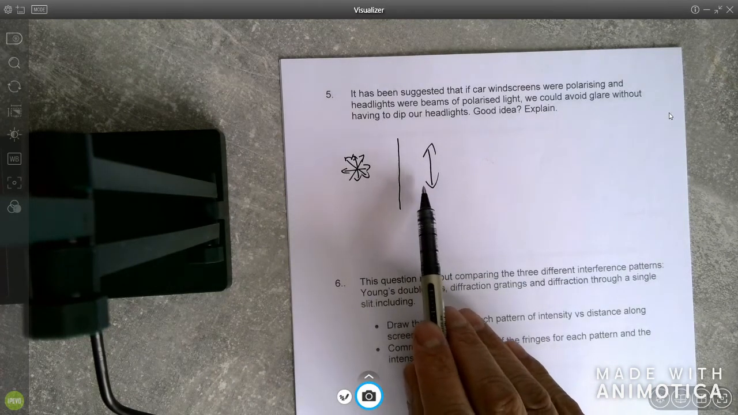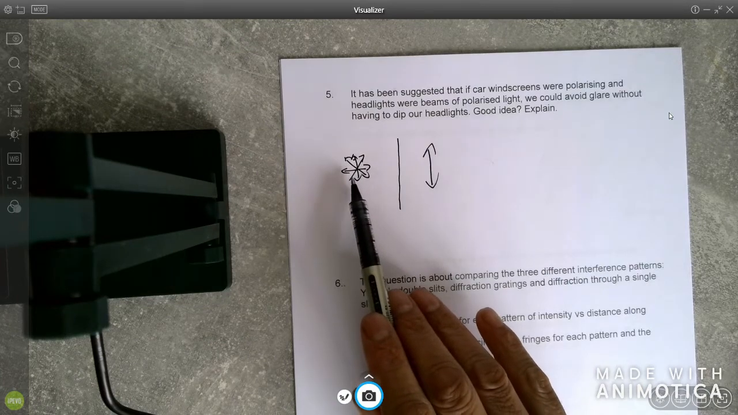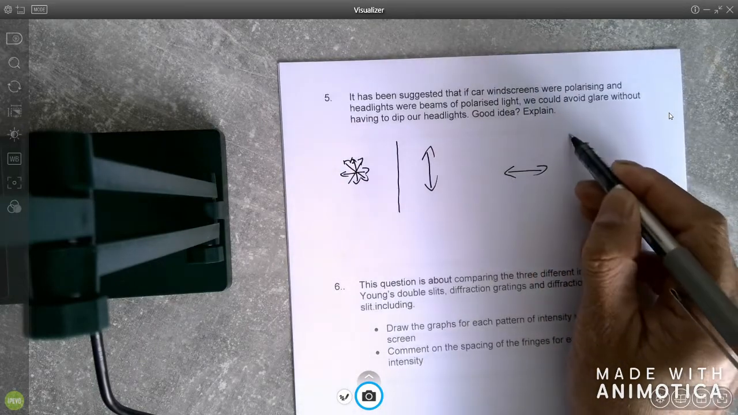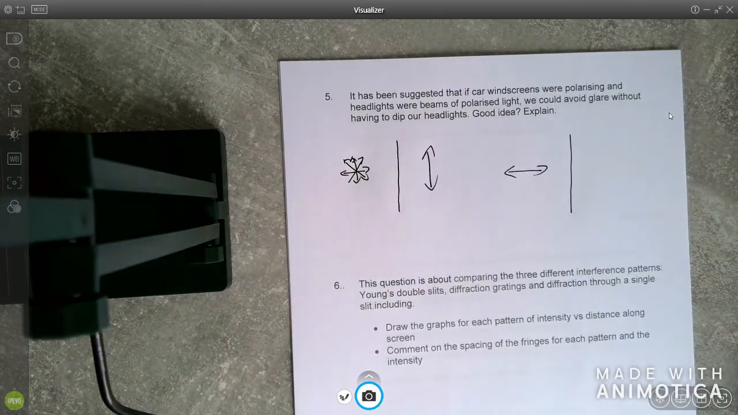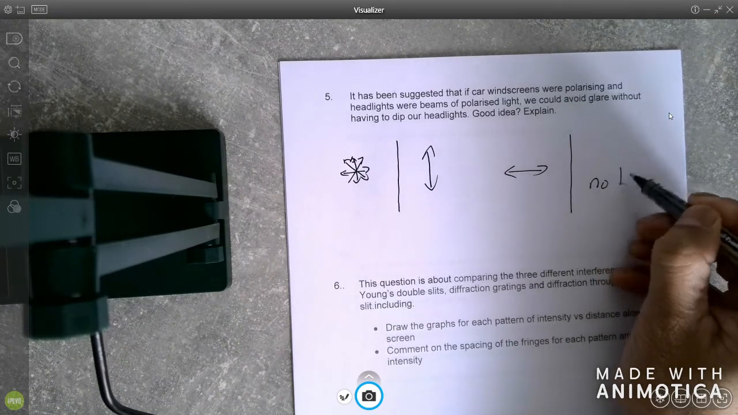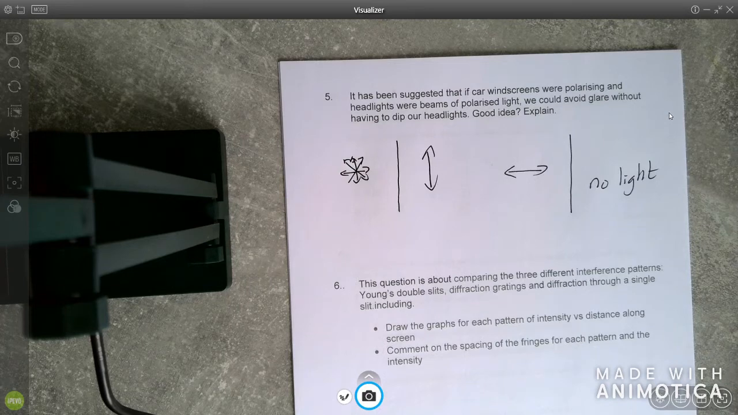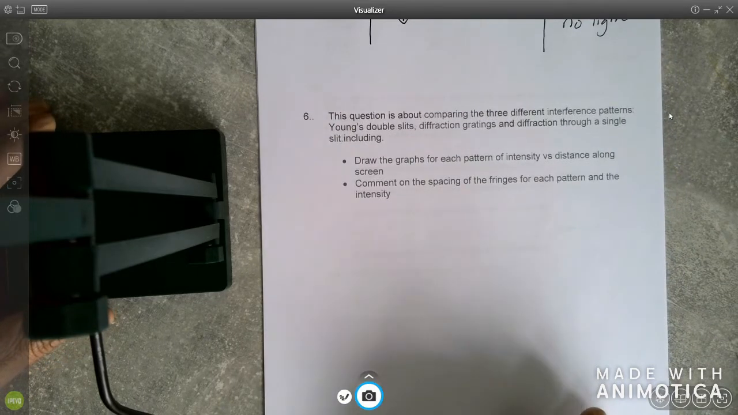Now, if we had light that was only vibrating in the horizontal plane and it passed through the windscreen, the net effect would be no light would pass through the windscreen, and so you wouldn't see the headlights at all, which is quite a dangerous situation. So just a few questions to get you thinking a bit more deeply about polarization.